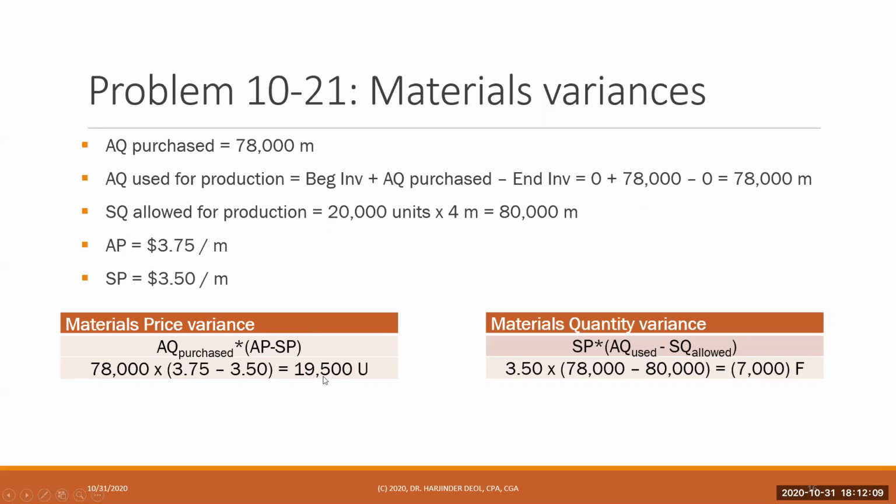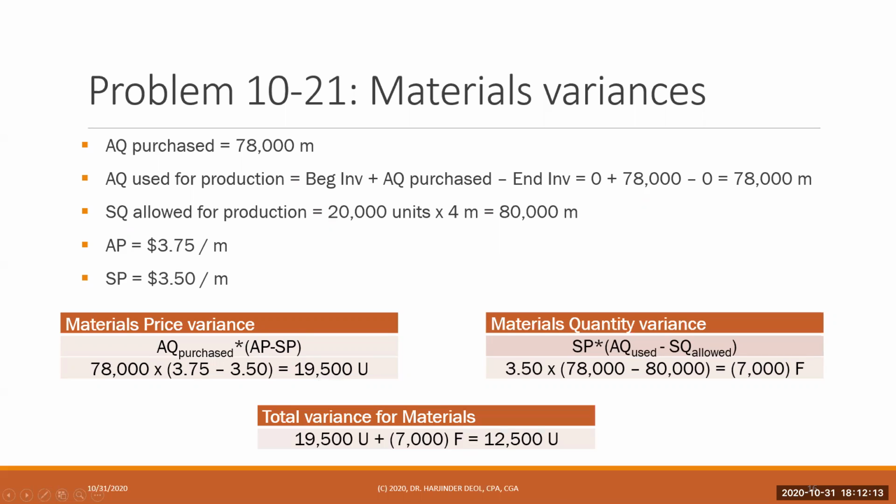Overall, the variance for materials is 19,500 unfavorable plus the 7,000 favorable. Now, unfavorable and favorable cancel out, so you are left with 12,500 unfavorable in total.